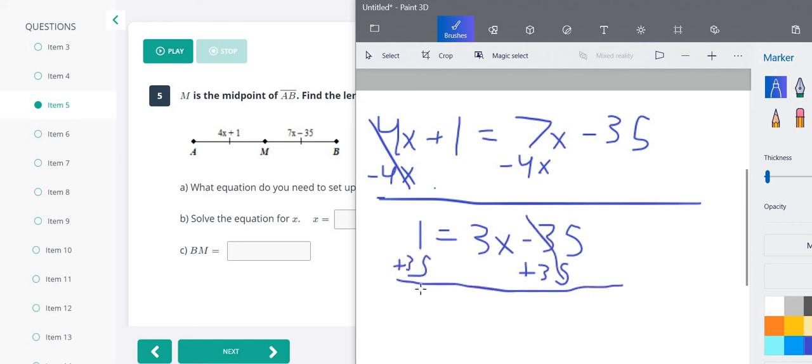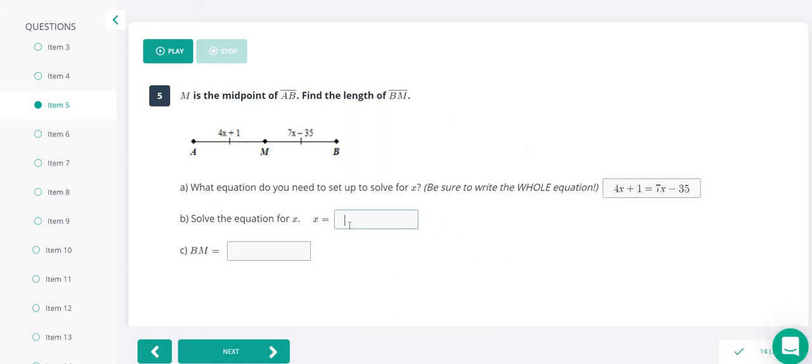Now these cancel out, giving us 36 equals 3x. And now to isolate our x, we divide both sides by 3. And 36 divided by 3 is 12. So that means x equals 12.